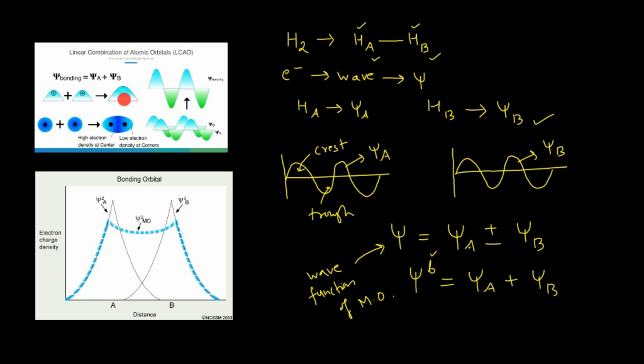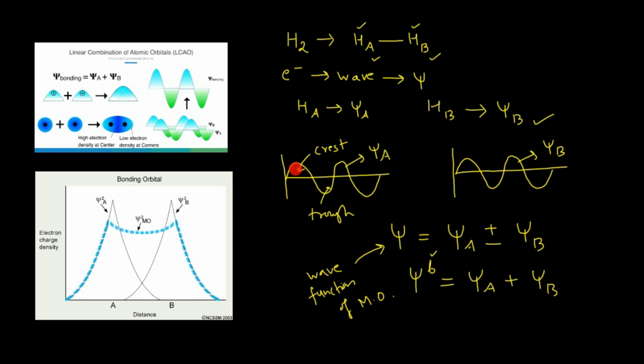When we add these together, this is known as constructive interference. What is the meaning of constructive interference? If I have this particular wave, and I lift this wave function and try to superimpose it onto this one, what will happen? The crest of this psi A will be overlapped by the wave function of psi B. So this is known as constructive interference, where the phase angle would be 0. Phase angle means your cos phi, and cos phi would be 0.